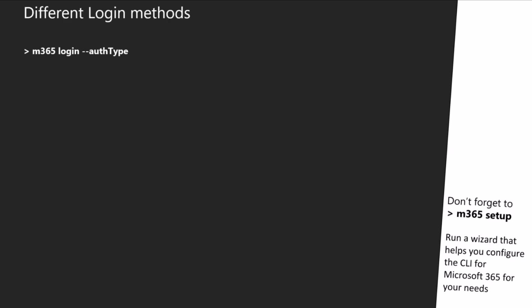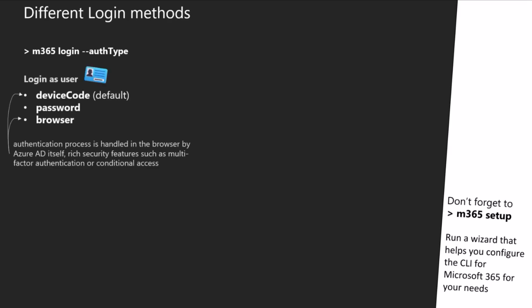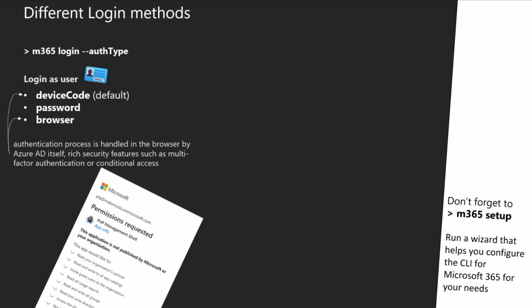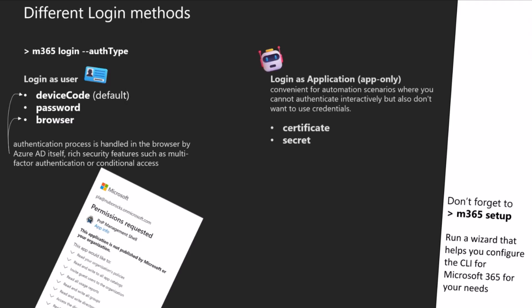And it's not really connecting to a single site collection, it's logging in to the whole tenant. And of course, we have two possible ways to do it. You can log in as a user, and here we have three authentication methods we can use: device code, which is default, password, and browser. Device code and browser are recommended because then you log in through your browser and you can leverage, for example, multi-factor authentication. And you can log in as an app. This is a perfect use case when you are using CLI in your automated scripts. And then you can use certificate or secret as authentication methods.